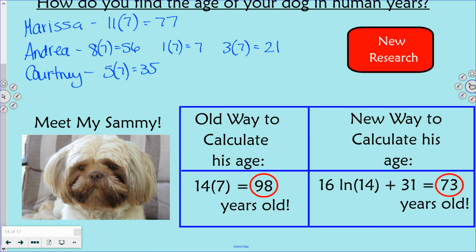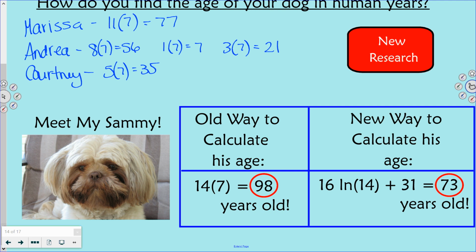All right. This is my dog Sammy. He's old. He's blind. He can't hear anything anymore. He's 14. Okay. So based on how we used to do it, that would say he's 98 years old, which I believe. But he still gets around really well. But with the new way, it's 16 times the natural log of however old your dog is plus 31. According to that, he's actually only about 73. So he's a lot younger. I mean, he's still old, but a lot younger than what we originally were thinking.